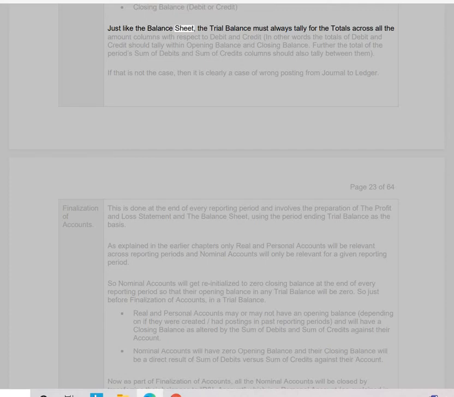Just like the balance sheet, the trial balance must always tally for the totals across all the amount columns with respect to debit and credit. In other words, the totals of debit and credit should tally within opening balance and closing balance. Further, the total of the period's sum of debits and sum of credits columns should also tally between them. If that is not the case, then it is clearly a case of wrong posting from journal to ledger.